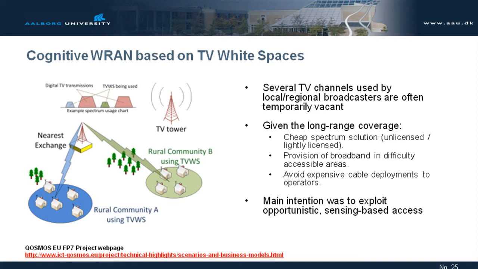This picture has been taken from a European project, because here in Europe we are also sensitive to this type of technology. A project called Cosmos. They have several types of usage of TV white spaces. This is the most famous, but some are also thinking about extremely low power communication in TV white space indoors.